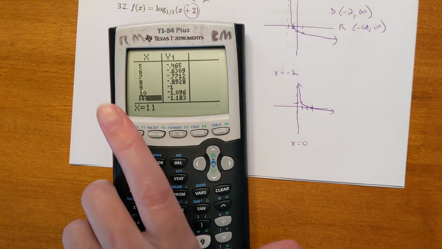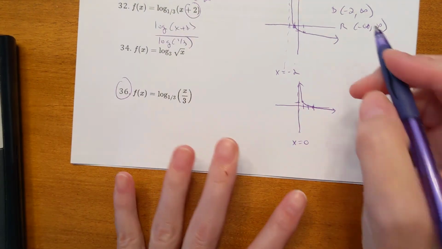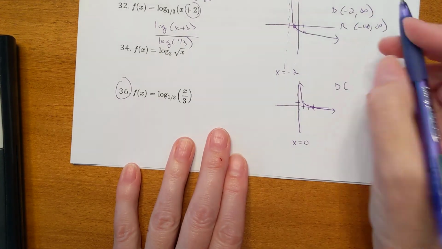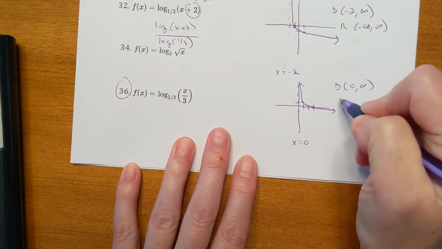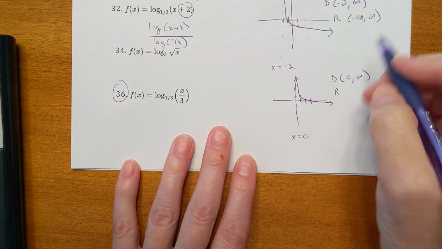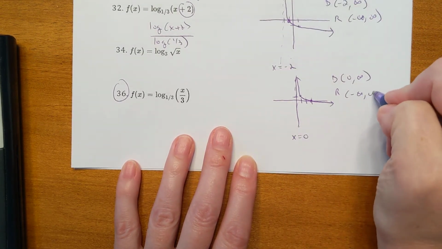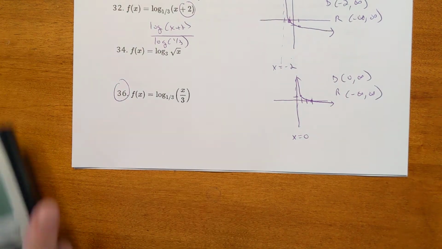So the domain's the fun one on this. The domain, again, starting from the left to the right, it's from 0 to infinity. And the range on it, though, is infinite. So starting from the bottom and up, -infinity to infinity. All right.